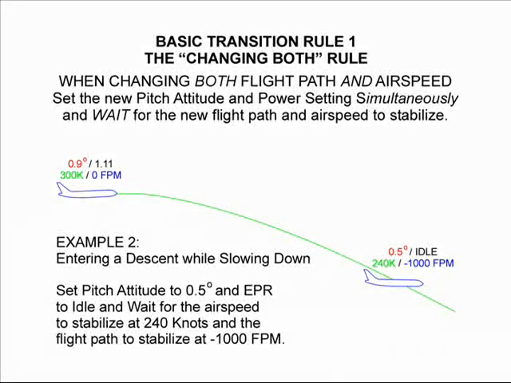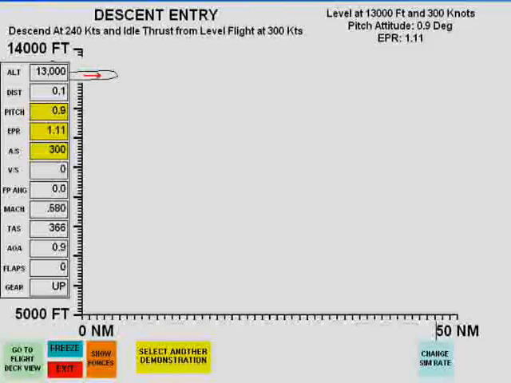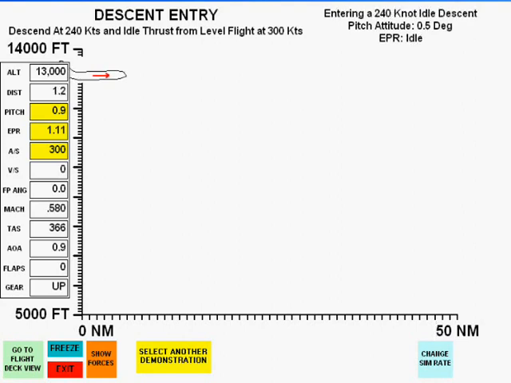This demonstration shows how the rule is applied to the transition from level flight to a stable descent at a reduced airspeed. The data plot view will be shown first, followed by the same transition shown in the flight deck view. Initially, we are at 13,000 feet and 300 knots, requiring a pitch attitude of 0.9 degrees and an EPIR setting of 1.11.